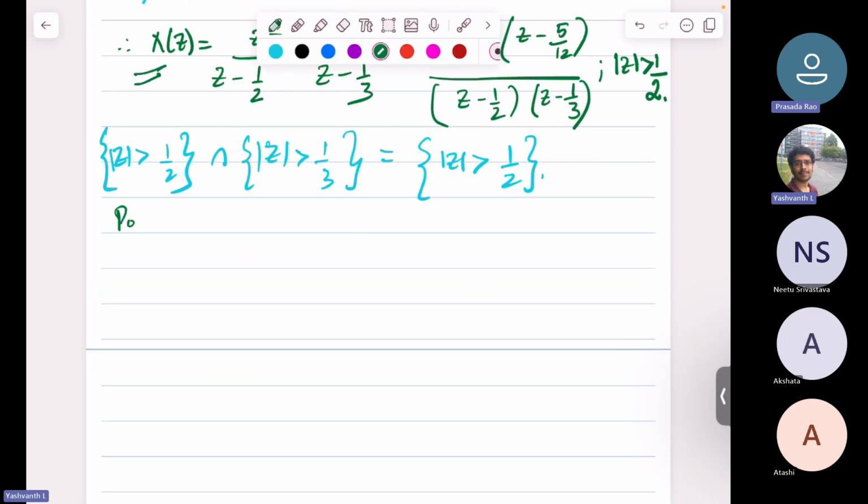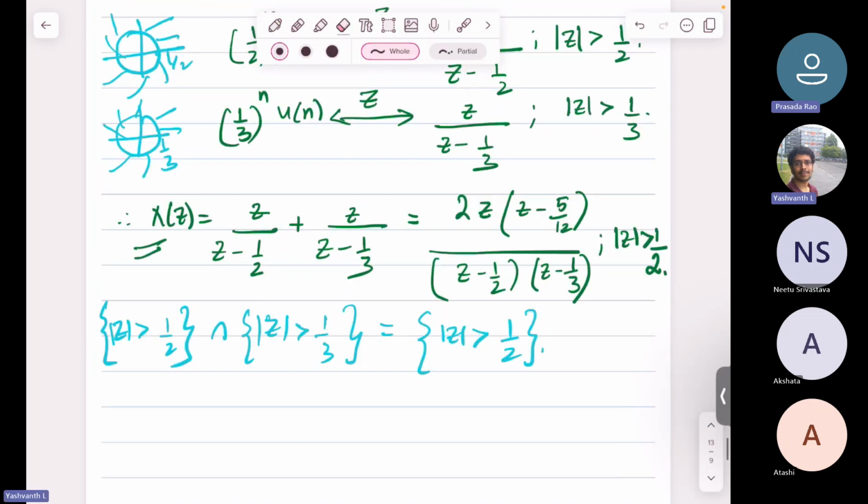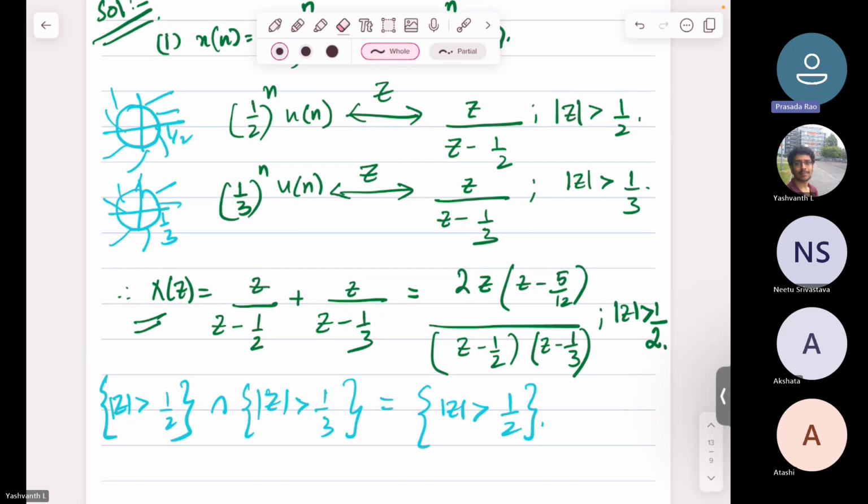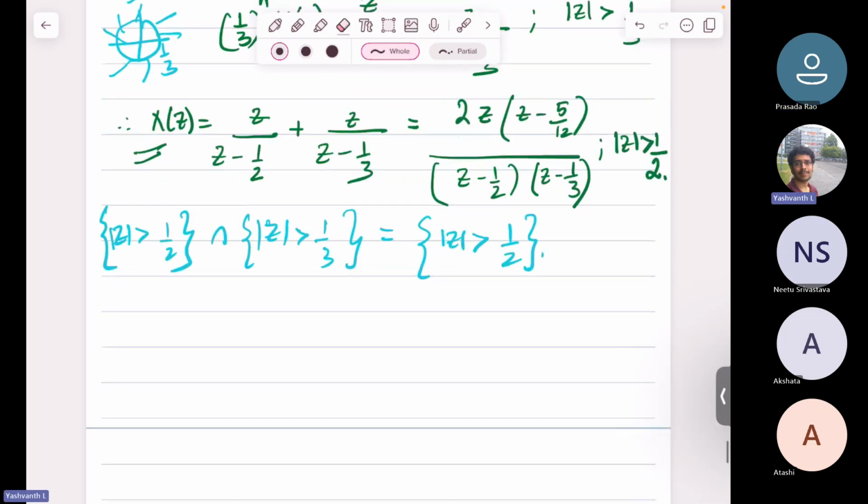Sir, small doubt. How will it be Z greater than half? 1 by 3 is a small value, so it covers everything. Yeah. So basically, let's look at it. Let's draw it properly now, maybe with different colors.